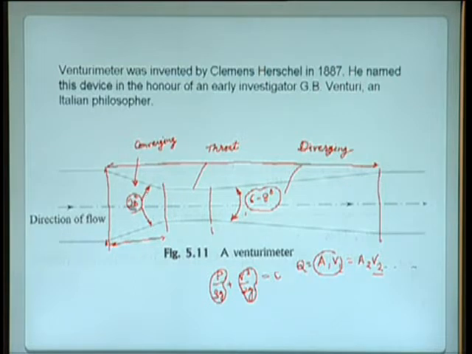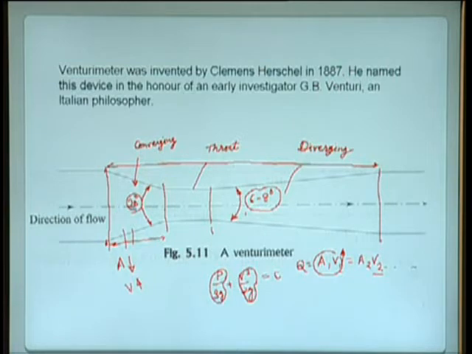We know that flow cannot separate in a converging passage. Why? Because the area in a converging passage is reducing. When the area is reducing, what happens to the velocity? The velocity goes up. Velocity increases for the same mass flow rate, with the help of the continuity equation.